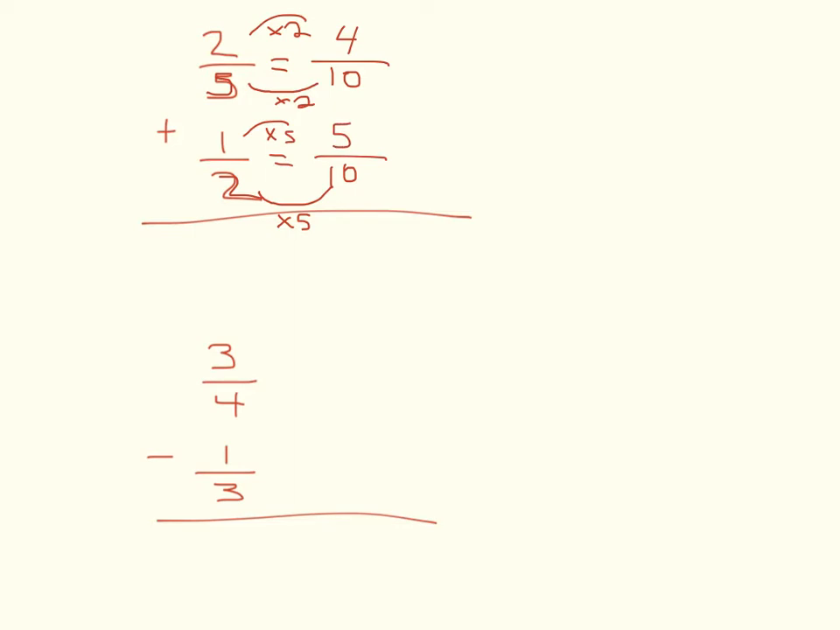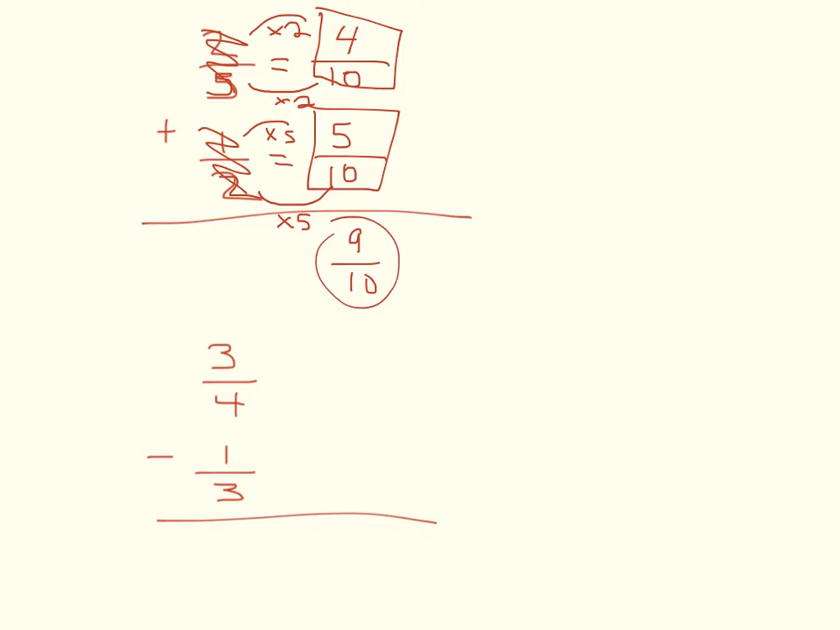So now I'm not going to use 2/5. Instead, I'm going to use 4/10. But that's okay because it's equivalent. I'm not going to use 1/2. I'm going to use 5/10. But it's the same thing. Now my denominators are the same, and I'm ready to add them. 4/10 plus 5/10 is 9/10. All done. Let's look at the next one.